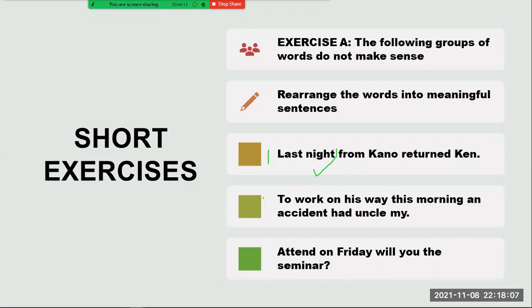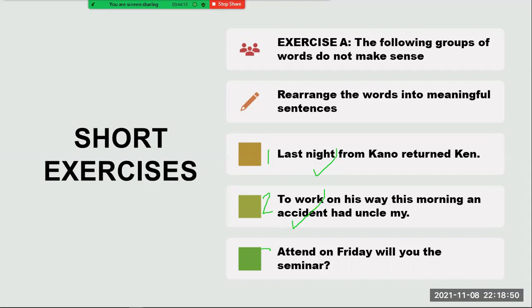Then number two, we have: on his way this morning, an accident had Uncle Ma. Now, the actual arrangement is my uncle had an accident on his way to work this morning. My uncle had an accident on his way to work this morning. So if you actually arrange it in this way, then you can tick it. That is the correct arrangement. Of course, I have already explained to you the rules that govern this arrangement.